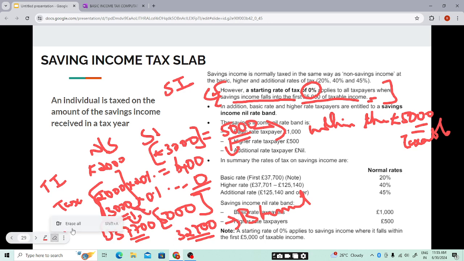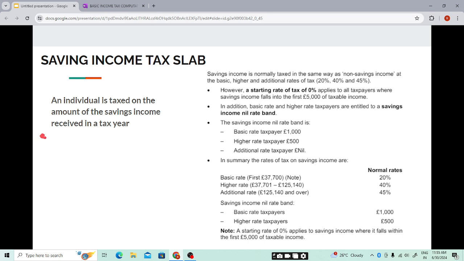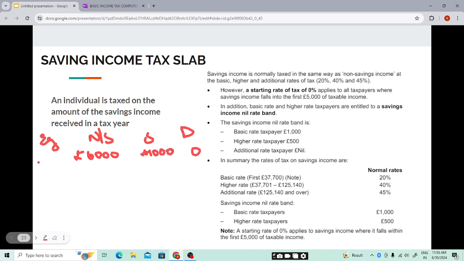So let's take another example. For example, my non-saving income is 6,000, saving income is 1,000, and dividend income is 0. This is taxable income.